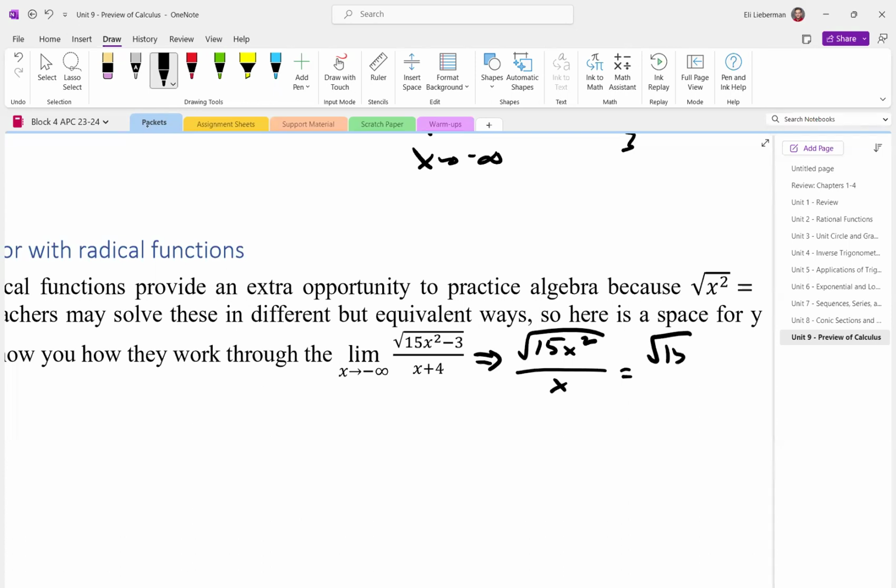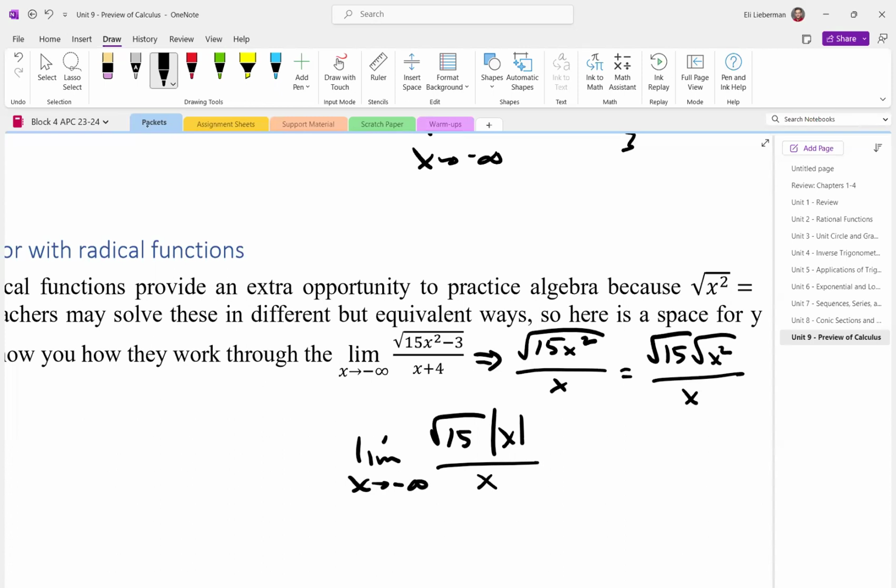I hope this makes sense. It's going to be square root of 17 times square root of x squared over x. Do you know what the square root of x squared is? Is it x? The value of x. So we're doing the limit as x goes to -infinity.